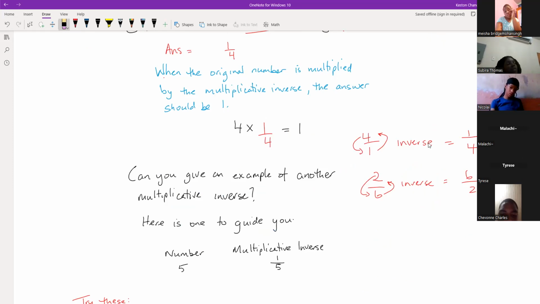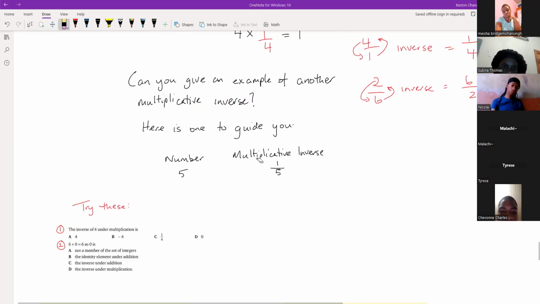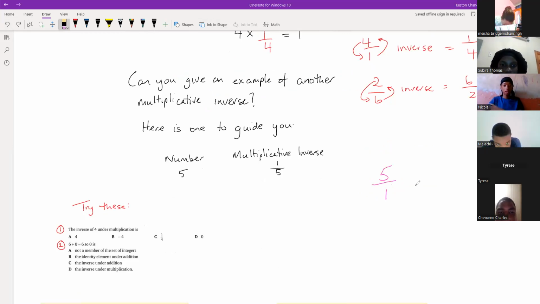So let's try if I have something like 5. The multiplicative inverse of 5 is going to be 1/5. All I'm doing is rewriting that 5. Remember, 5 is the same as saying 5 over 1. So the multiplicative inverse is going to be 1 over 5. And if I started with a fraction like 3/4, then the inverse is going to be 4 over 3.